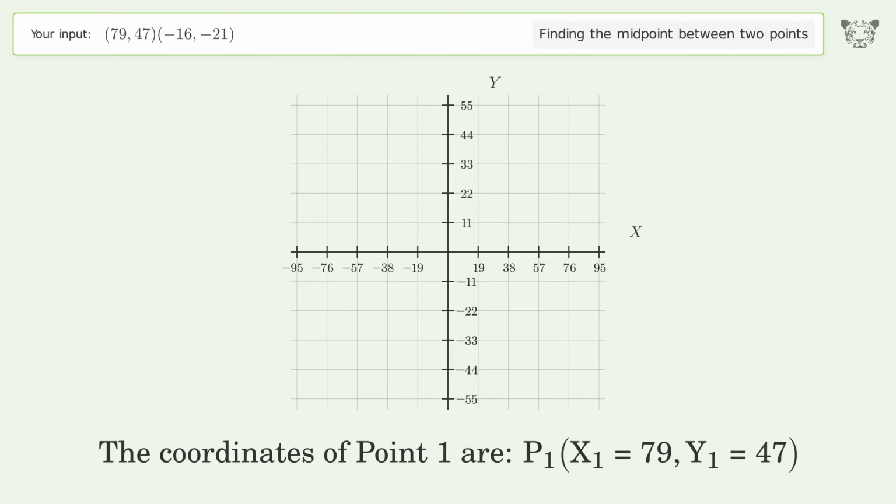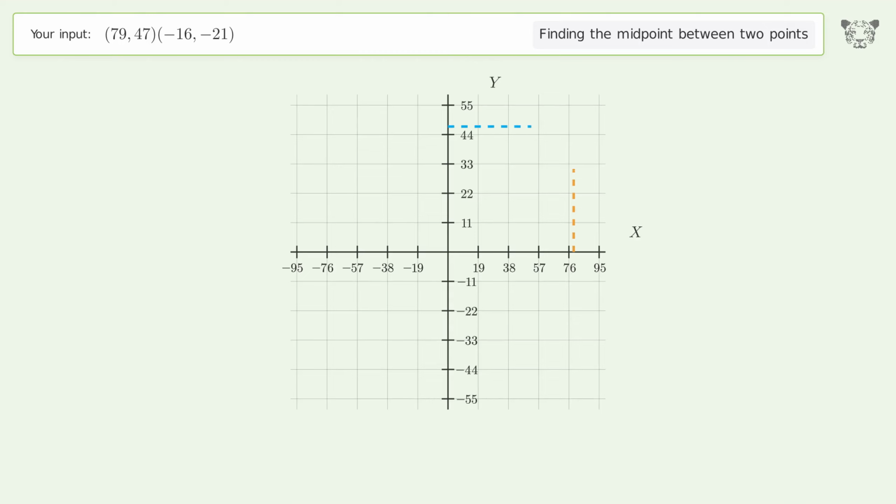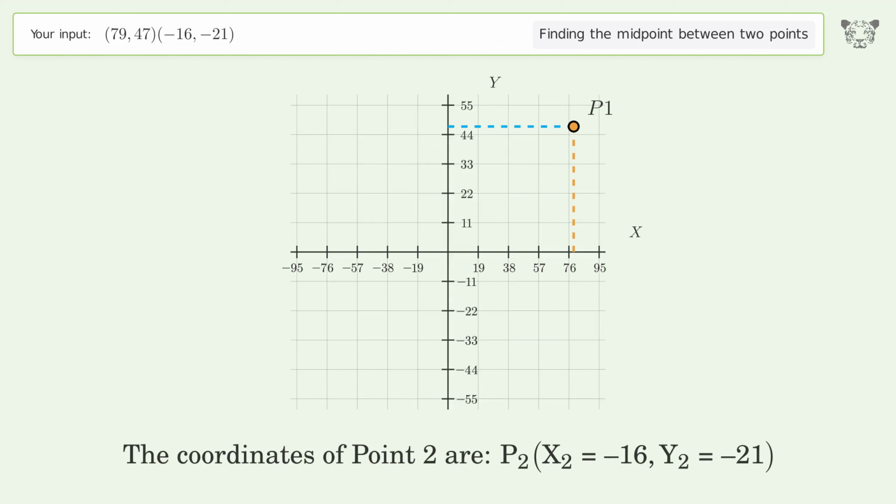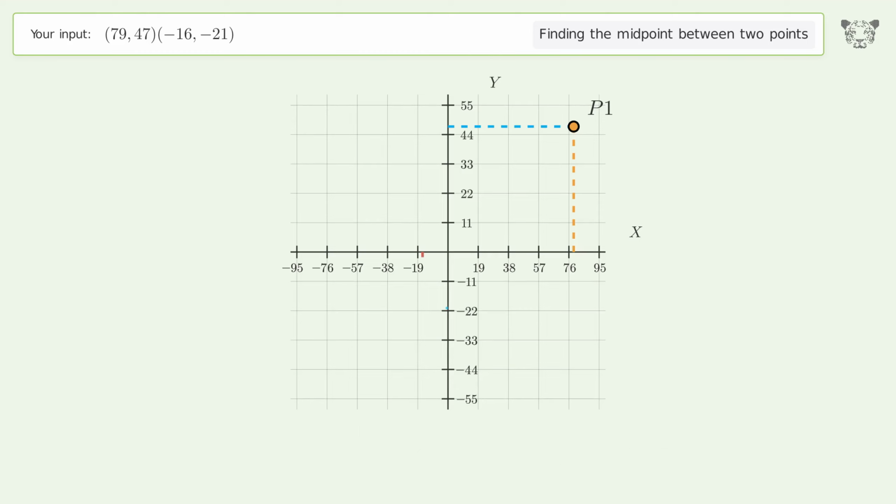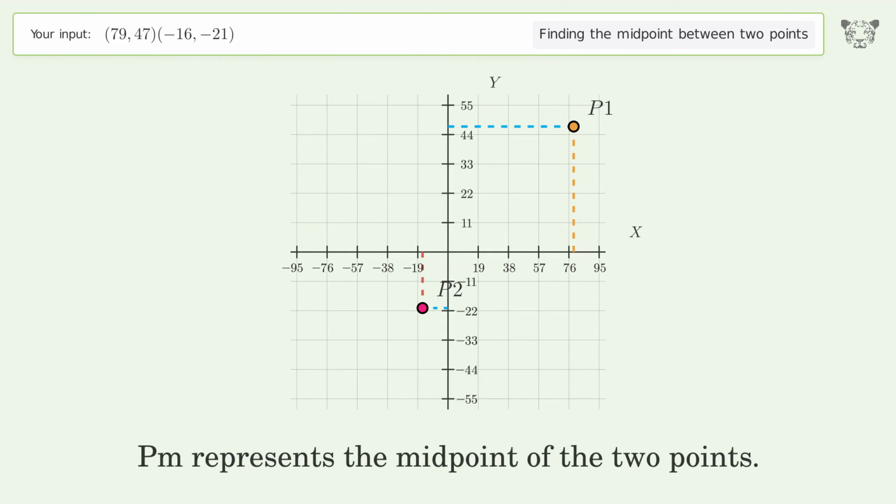The coordinates of point 1 are, x1 equals 79, y1 equals 47. The coordinates of point 2 are, x2 equals negative 16, y2 equals negative 21. PM represents the midpoint of the 2 points.